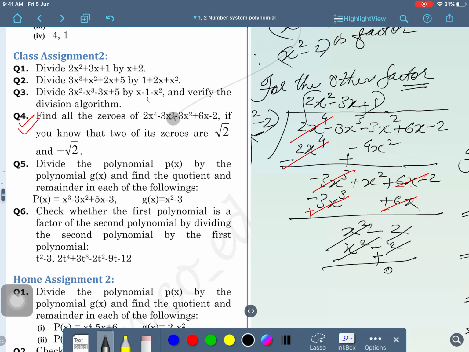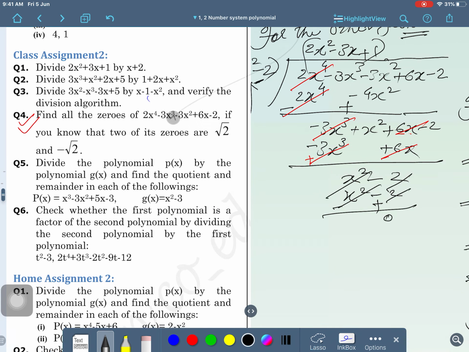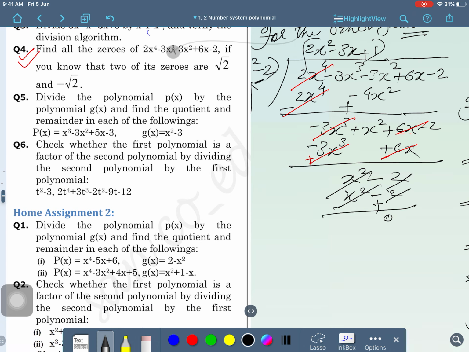So next question also is there, 5th number. Divide the polynomial px by the polynomial gx and find the quotient and remainder. Can you obtain this or not? So you will divide it and obtain quotient and remainder. Yesterday I gave you this. Question number 6 also: check whether the first polynomial is a factor of the second or not by dividing the second by the first. So, can you do this or not? Same process of division. I hope you understood this concept here.